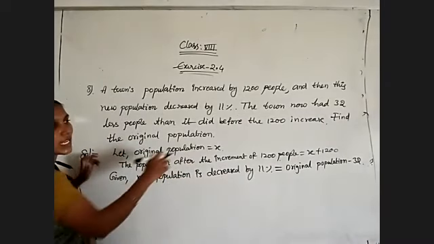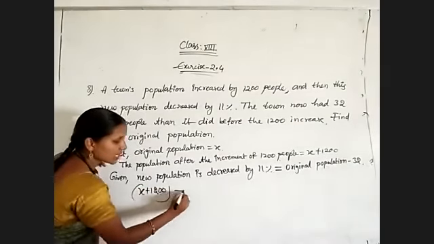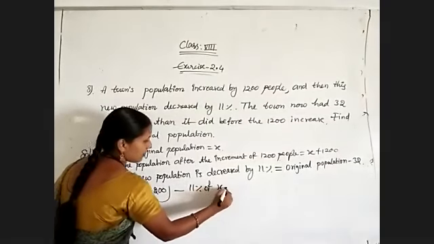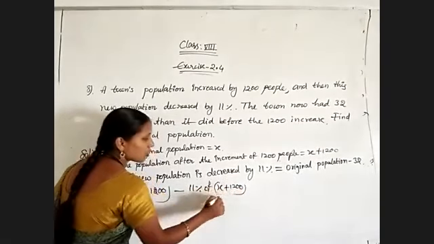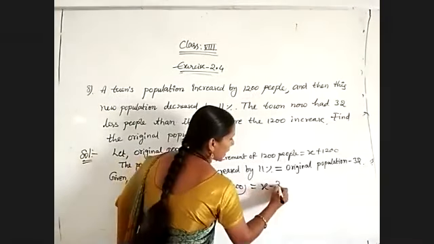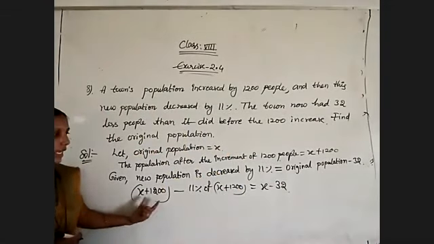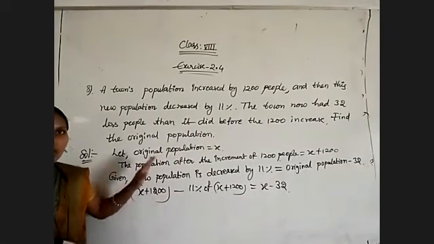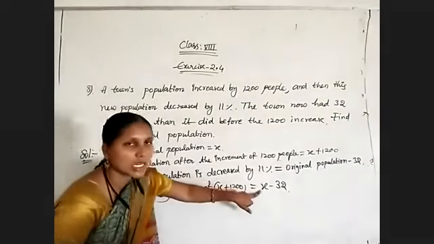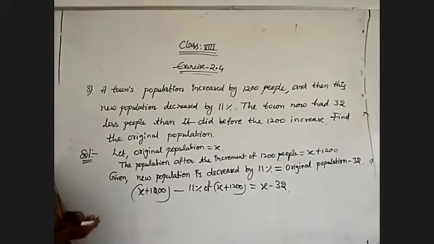The new population x plus 1200 is decreased, in the sense minus 11% of x plus 1200. In this new population only there is the decrement. After the decrement, we get the value x minus 32. So I hope now you understand that. This is the new population, in that 11% is reduced, and then we got the answer as 32 less people than the original population, so x minus 32. That's all. Simplify this, we will get the answer for x.